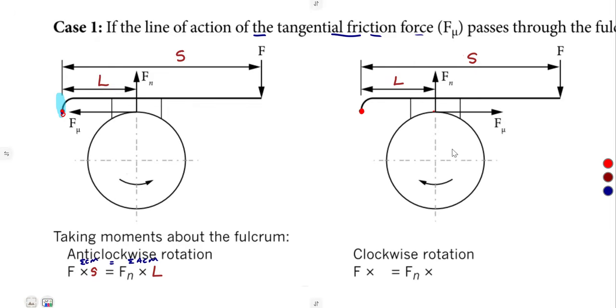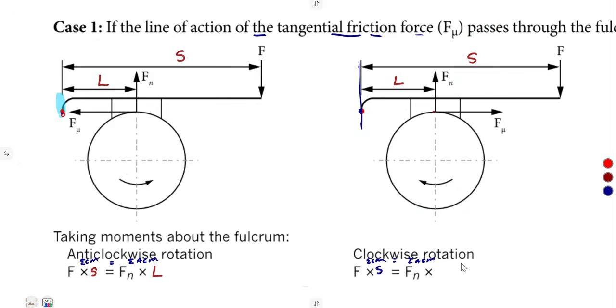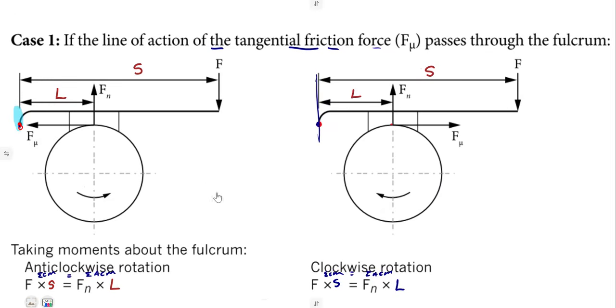So the same thing you do to this one of the clockwise, right? Always you're taking your moments about the fulcrum. What is happening in terms of the movement? Clockwise. So the sum of the clockwise moments equals the sum of the anti-clockwise moments here. So it's going to be F times the distance back here, which is S. So that's F times S. In the anti-clockwise, Fn times L, just like what we had here. So this can be used. It's a direct one, as we can see, guys.